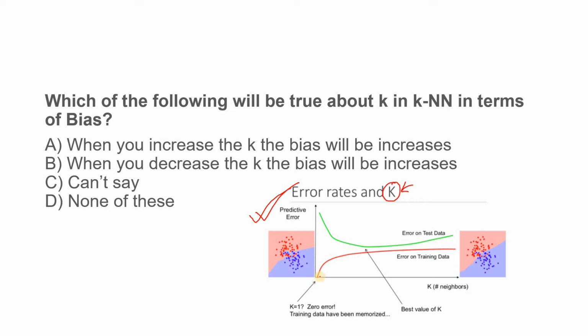So you can see here, for a small value of k, the training error is actually 0 when k equals 1, and eventually it starts increasing. So if the k value increases, training error increases, that means bias will increase. So obviously the correct answer is option A.